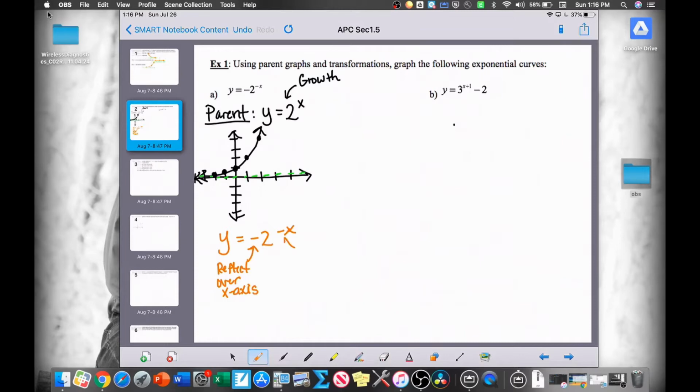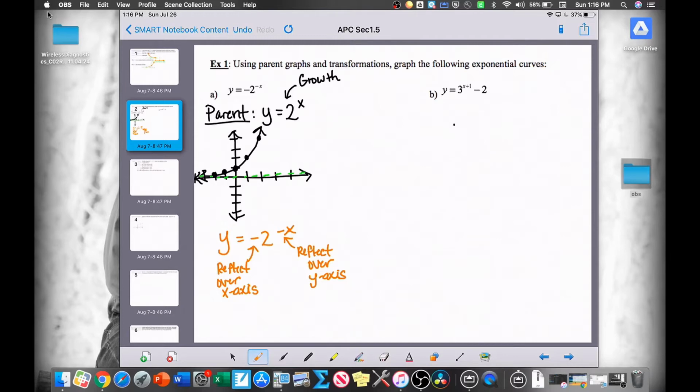And this negative sign up here in the exponent along with our variable x means that we are going to reflect over our y-axis. So we're just going to take each of these points and we're going to reflect over the x-axis, reflect over the y-axis. So I'm going to start on the left and work my way to the right.